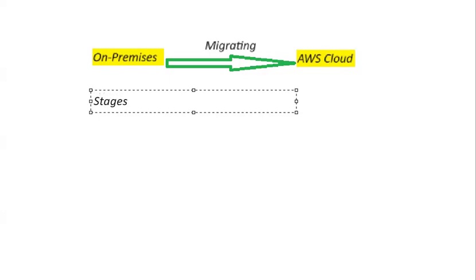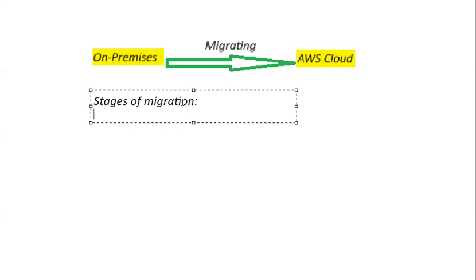These are the stages we need to follow or encounter while migrating. That is, the stages of migration. So what stages do I follow while migrating? We will follow mainly three stages.